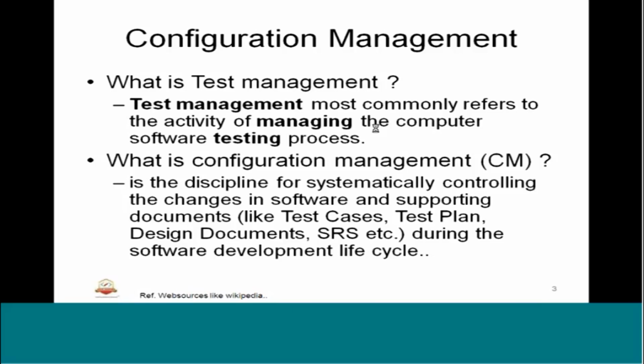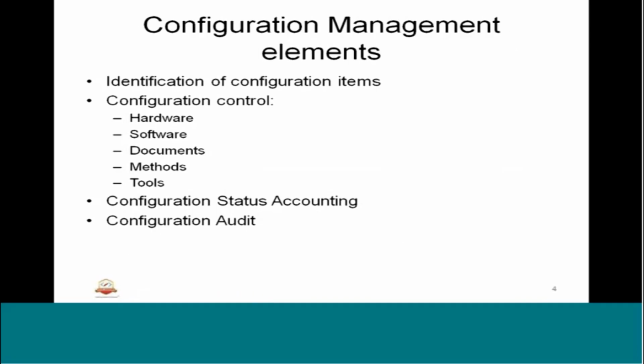What is configuration management? We know that any items that are to be controlled in terms of changing or delivering, etc., in terms of software testing, and it also includes the supporting documents. All these are part of configuration management. The examples we have: test cases, test plan, any documents, SRS. All of these are part of configuration management. Configuration management elements are configuration items, configuration control, configuration status accounting, and configuration audit. These are the 4 main elements of the configuration management activity.